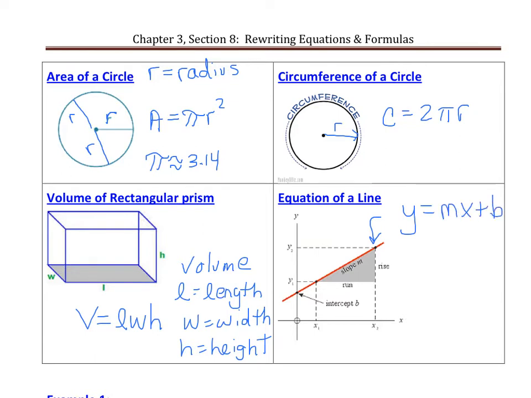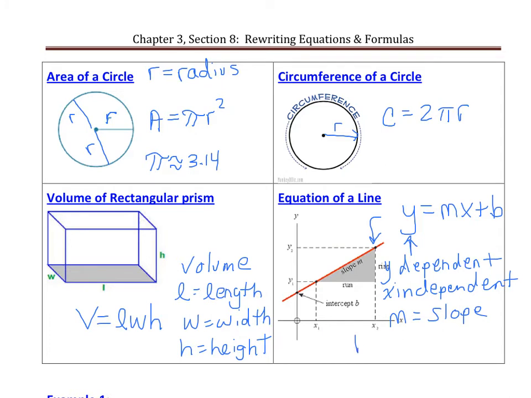Now y is the dependent variable. X is the independent variable. I'm going to put y. X is the independent. And m stands for slope. And it's m because we think of slope as a mountain. And b is the y-intercept.